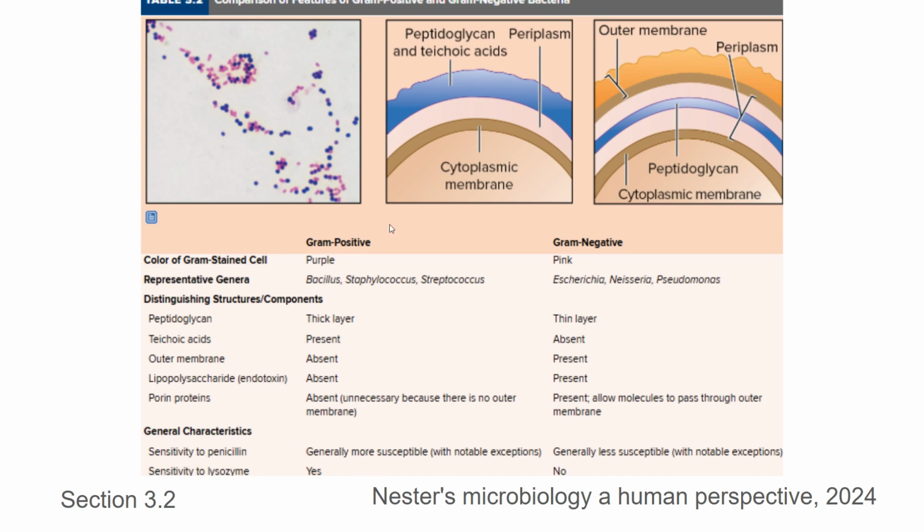On the other hand, gram-negative is going to show up pink on this gram stain, and this is going to have a thin layer of peptidoglycan as detailed on this. It will have an outer membrane, it will have lipopolysaccharide, and it will have porin proteins. This is generally less susceptible to penicillin. There's some exceptions, and it generally is not sensitive to lysozymes.